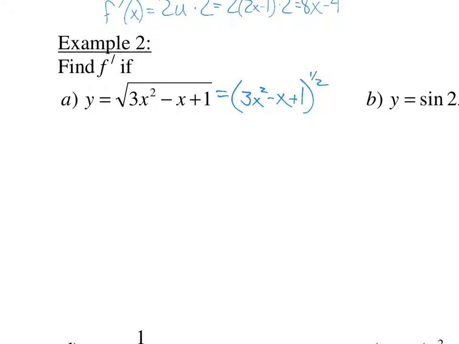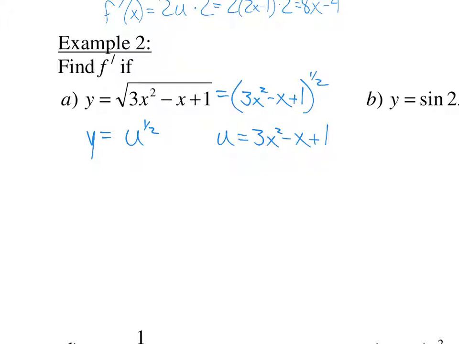What is the outer function? It's the one you would do last if you were simplifying. So it's the square root. So we could rewrite this as y equals u to the 1/2. And I'm going to let u be the inner function, 3x squared minus x plus 1. Okay?